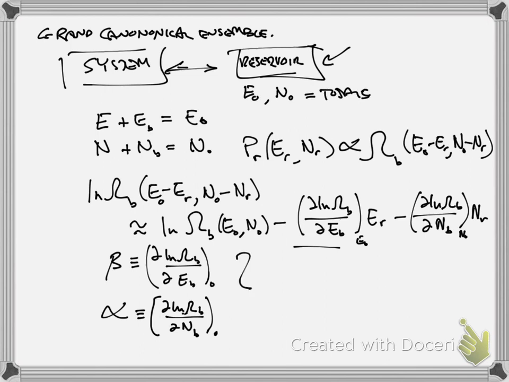And then if we take these things and plug them in, and we do our exponentiations properly, we're going to end up finding that the probability of my system being in some microstate r that has energy E sub r and particle number N sub r is going to be proportional to e to the minus beta E sub r minus alpha N sub r. Okay, this is the grand canonical distribution, right? So this is a generalization of the Boltzmann factor that worries about particle number.